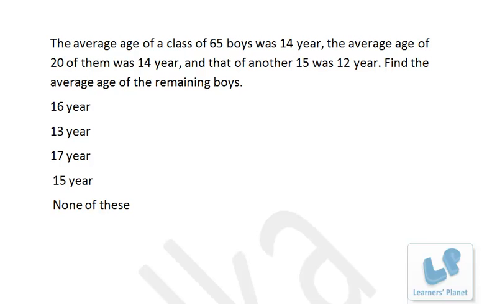Now we have this problem based on averages. A lot of problems based on averages we have already done. Now you must be clear about the time saving technique for this. Average age of a class of 65 boys is 14 years. Average age of 20 of them was 14 years, and that of another 15 was 12 years. Find the average age of the remaining boys.